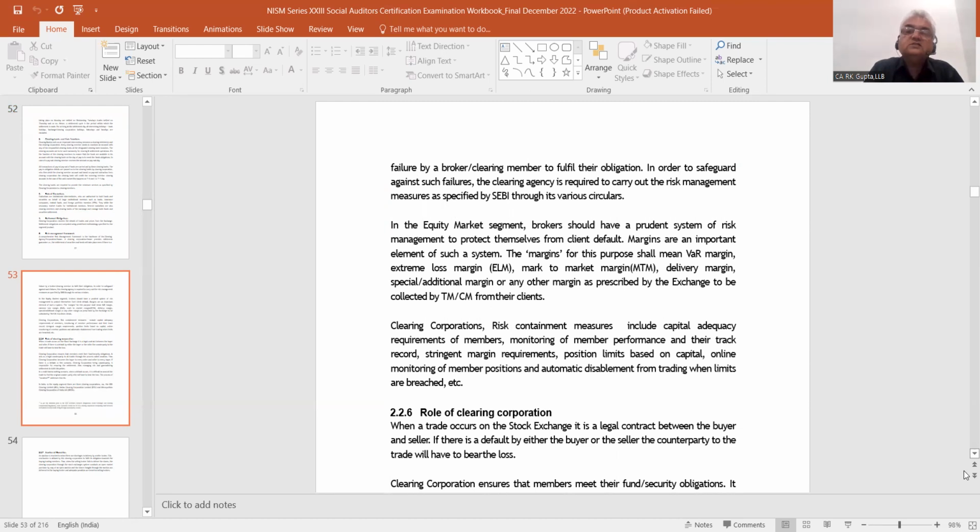In order to safeguard against such failures, the clearing agency is required to carry out the risk management measures as specified by SEBI through its various circulars. So, various circulars have been issued by SEBI as to how this risk will be mitigated, and we would try to study some of these circulars also.